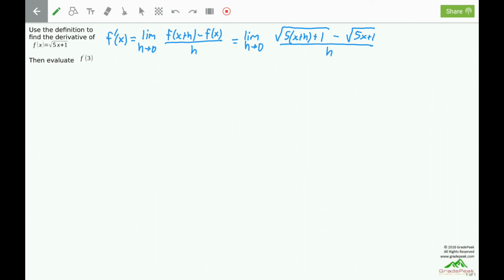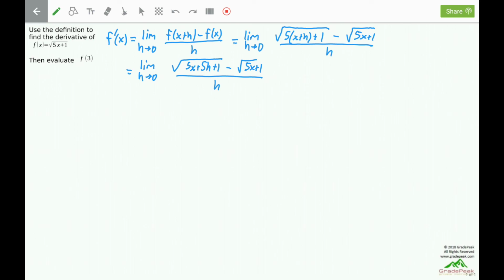The next step is to distribute that 5 into that x plus h. So we will have the limit as h goes to 0 of the square root of 5x plus 5h plus 1 minus the square root of 5x plus 1, and all of that divided by h.